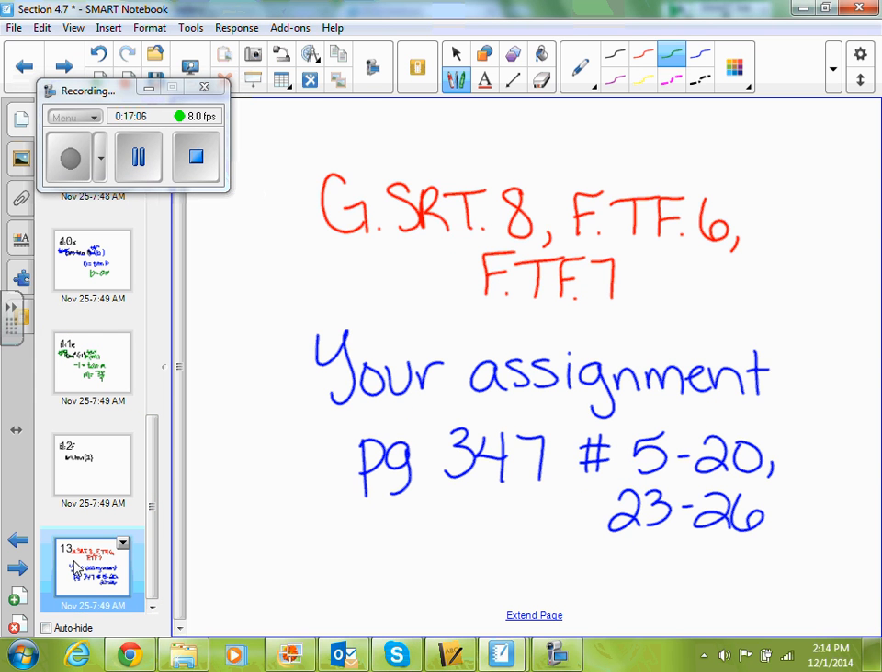So you guys are going to work through page 347, 5 through 20, and on 5 through 20 you're going to pull your answers off your unit circle. On 23 through 26, it has you estimating them using your calculator. So you're going to use your graphing calculator to plug that in for 23 through 26.